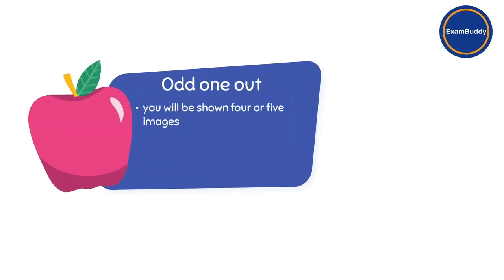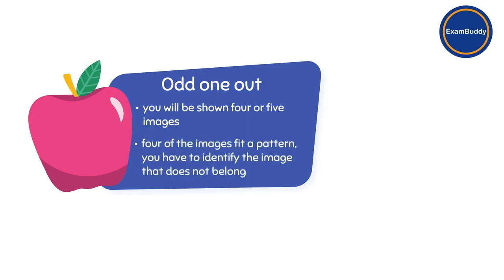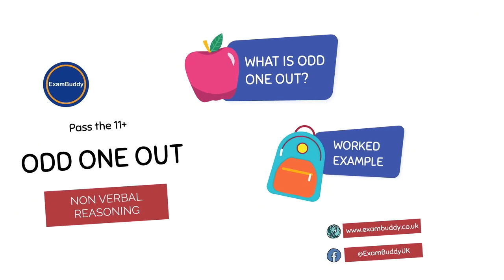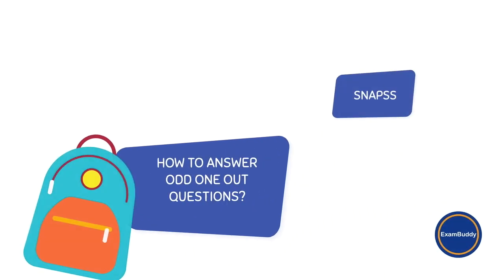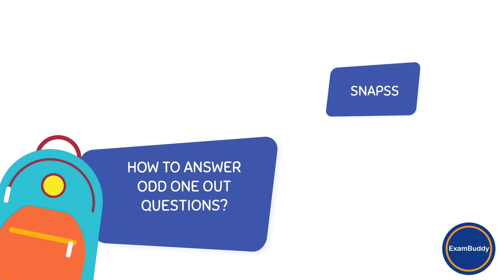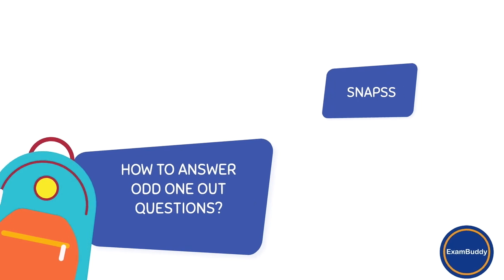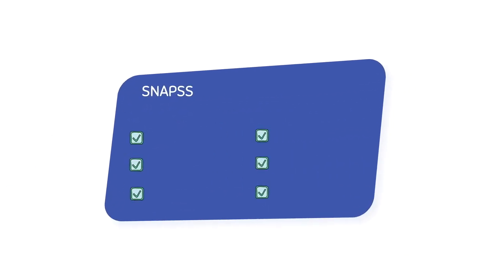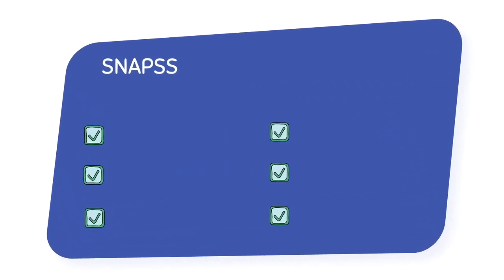Well, in these questions you'll be shown 4 or 5 images. Your job is to identify a pattern in 4 of those images and select which one doesn't follow the pattern, the odd one out. So answering these questions can seem difficult at first, but hopefully with this technique you should find it a lot easier. You've seen this before in other episodes, especially for non-verbal. It's called SNAPS. So what does SNAPS stand for?